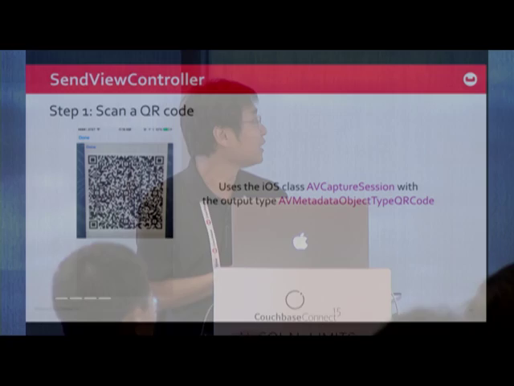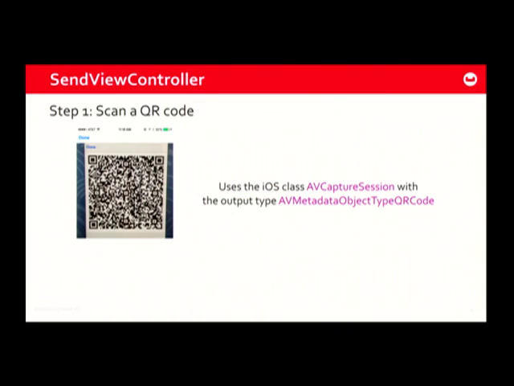And now we are looking at the send view controllers. There are three steps here as well. The first step is to set up the QR code scanner and scan the QR code. In order to do that, we are using the AVCaptureSession, which is part of the AVFoundation framework. We just use that to scan the QR code and extract the information inside it, which is the URL endpoint to the receiver database.